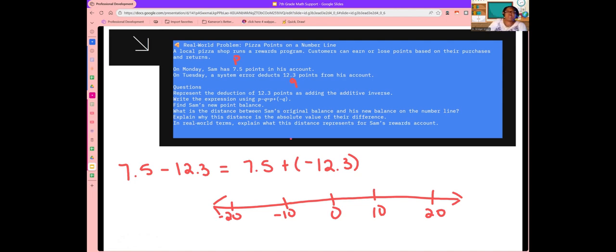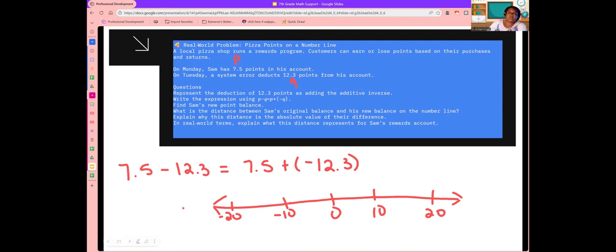Now, whenever we are adding numbers with opposite signs, we will subtract and keep the sign of the larger number. So in this case, because the 7.5 is positive and the 12.3 is negative, we know our answer is going to be negative because 12.3 is larger than 7.5. And we also know we're going to be subtracting because we have a positive and a negative. So those are also important to consider when we're adding, subtracting integers.